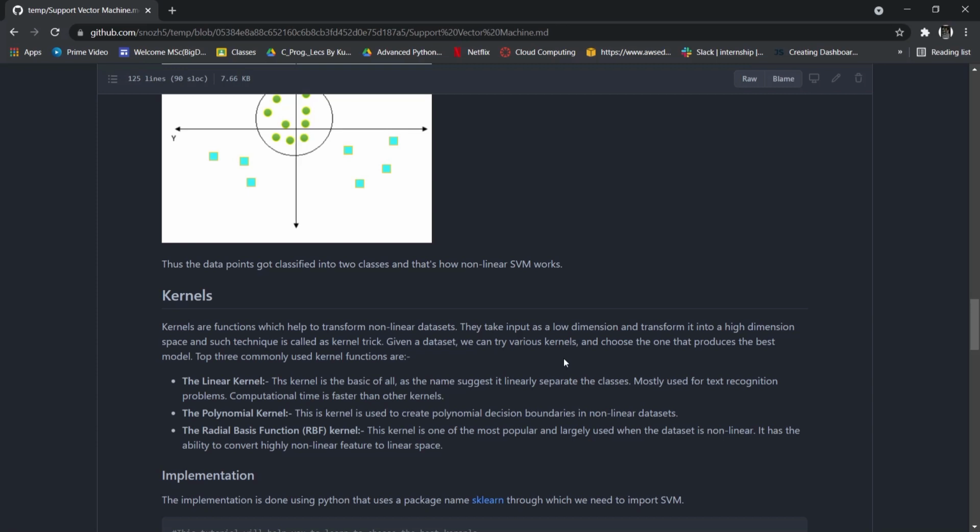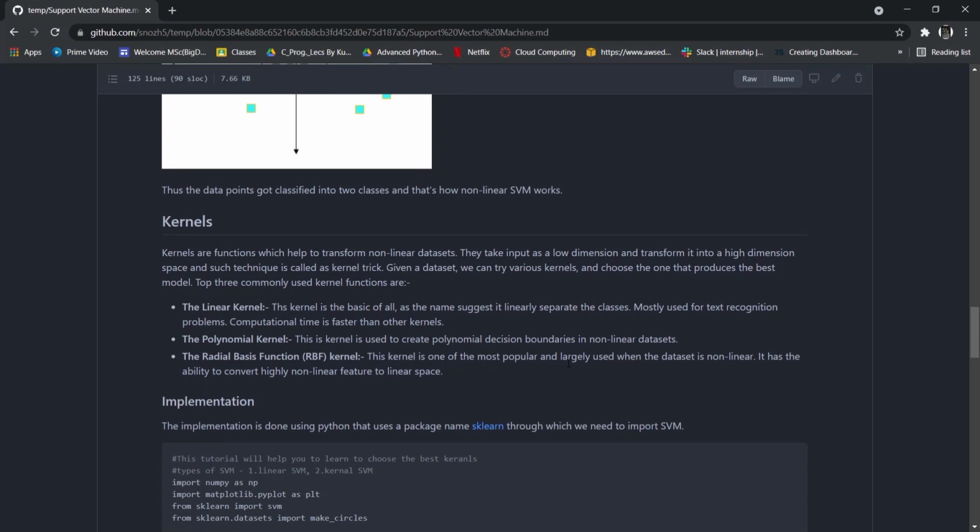So in SVM we have three types of kernel. First is the linear kernel, then polynomial, and then the radial basis function, that is the RBF kernel. As the name suggests, the linear kernel linearly separates the classes, and the polynomial kernel is used to create decision boundaries in non-linear datasets. The RBF kernel is the most widely used kernel in the SVM algorithm. It converts highly non-linear features into a linear space.